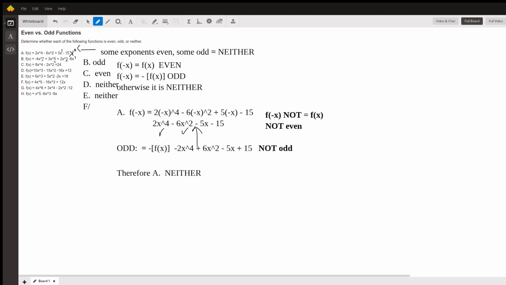For F, I see a 5, a 3, and a 1. This is odd. Those are all odd exponents. For G, I see 6, 4, 2, and basically 0. So this is even because those are all even exponents. And for H, I see an exponent of 5, of 3, and of 1, which makes it odd. And that's the quick way to do this.